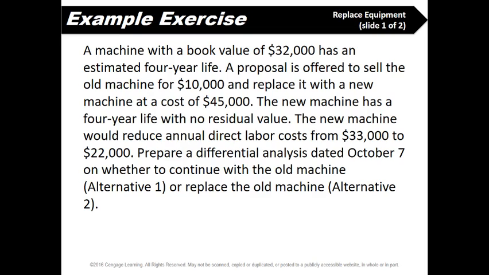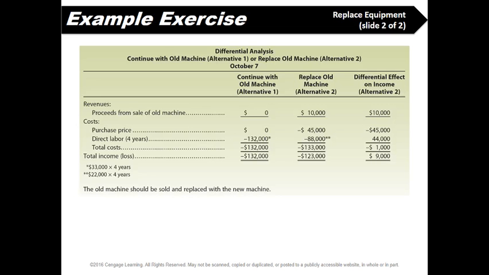You'll notice that the new machine in this situation reduces our annual direct labor costs from 33,000 to 22,000. There is an $11,000 difference in those variable costs by utilizing a different machine. Here we have the differential analysis.